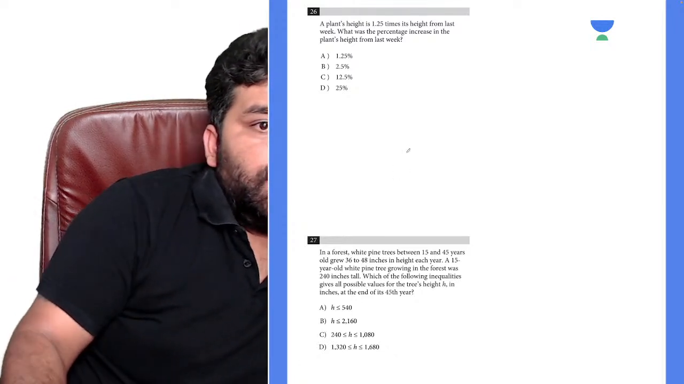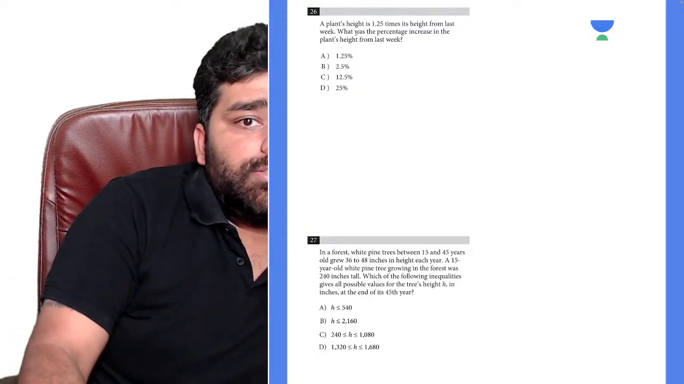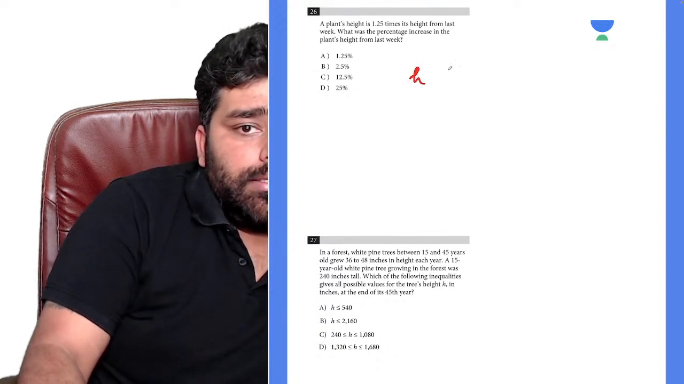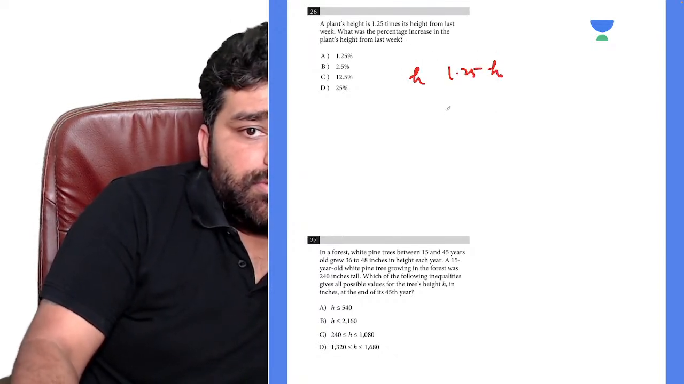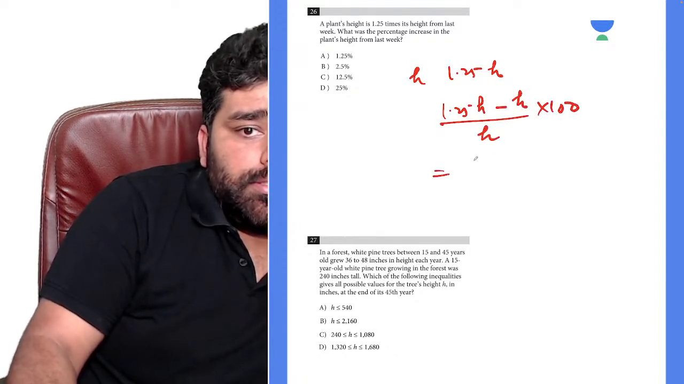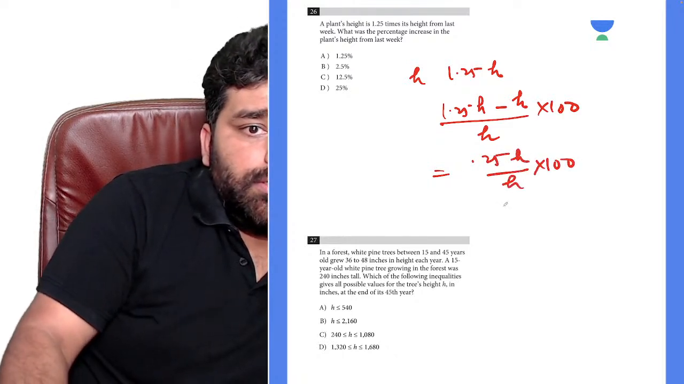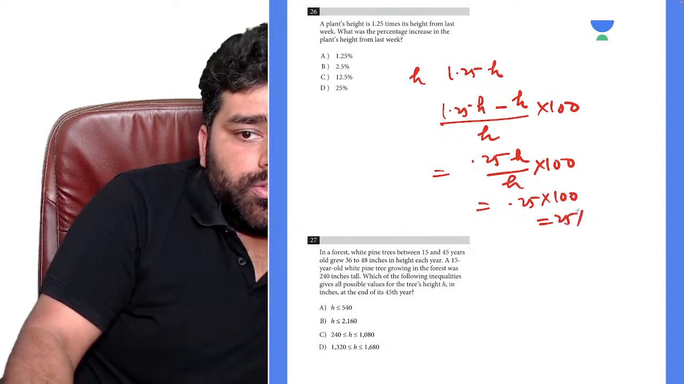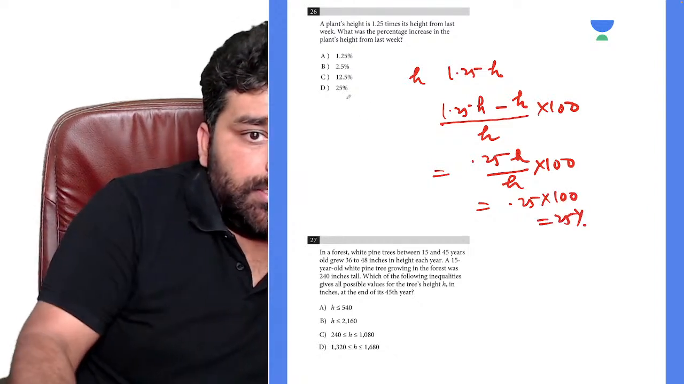Okay, plant height is 1.3 times from the last week. What is the percentage increase? Let the original be h and this side be 1.5h, so (1.5h minus h) divided by original into 100, right guys? So this is going to be 0.25h over h into 100. So this is going to be 0.25 multiplied by 100. This is going to be 25%, and that is D.